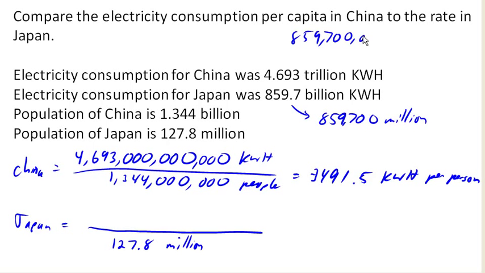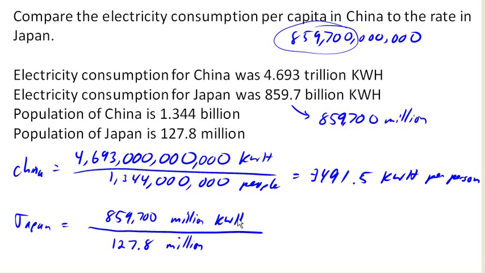So there is 859.7 billion. Notice that if we say how many millions is that, it is 859,700,000,000 kilowatt hours. And by making these into the same unit, then the units will essentially cancel out or reduce. So now we can take 859,700, divide it by 127.8, and we end up with 6,726 kilowatt hours per person.